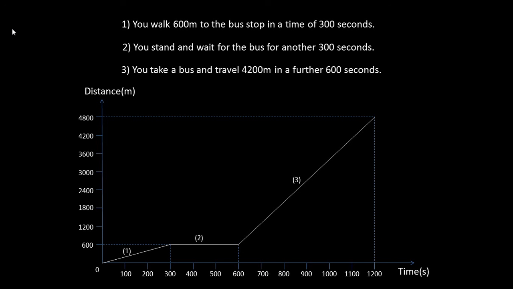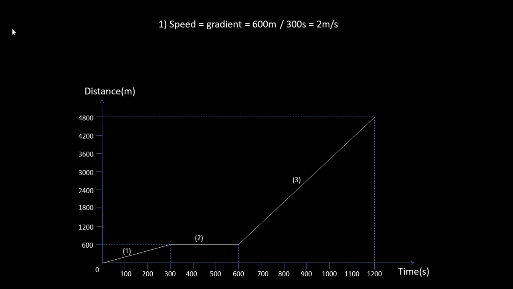Now, what can we do with this information? We can use the distance time graph to calculate speed. So for section 1, the speed is given by the gradient of a particular part of the graph on the distance time graph. So in section 1, the gradient is 600 divided by 300. That's the speed, 600 metres travelled in 300 seconds, which equals 2 metres per second.